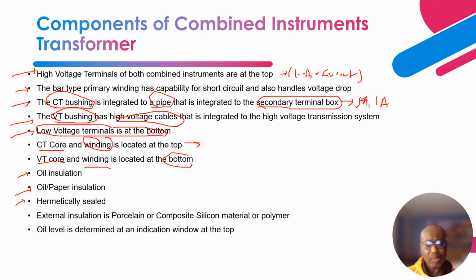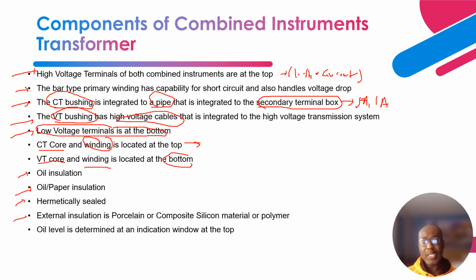It's also hermetically sealed, and hermetically means that it is sealed tight, to prevent external weather elements from intruding. If moisture and other weather elements intrude, it will end up degrading and impeding the performance of the insulation system, right? For instance, if moisture intrudes into the oil, it is going to degrade the capability of the oil to perform its insulating function.